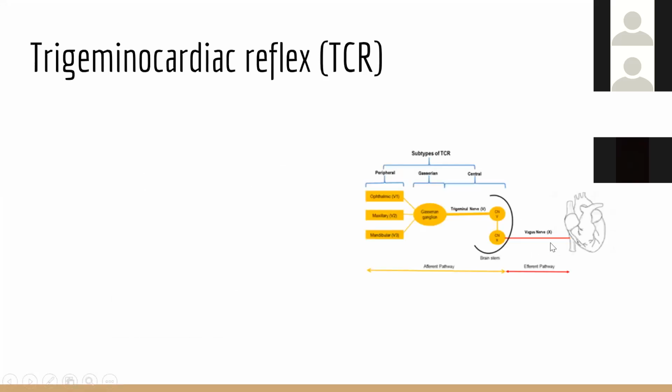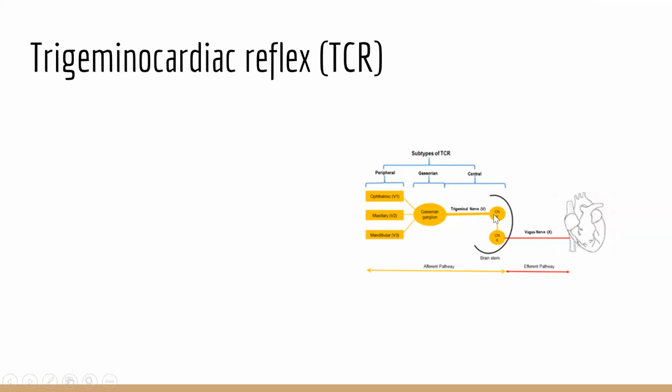This picture is a little bit blurred. The afferent pathway is through the trigeminal nerve, and the efferent is through the vagus nerve. The afferent pathway has three components: peripheral, Gasserian ganglion, and central. Peripheral is the three branches of the trigeminal: ophthalmic, maxillary, mandibular, all ending in the Gasserian ganglion, and then through the central component of the nerve to the fifth nerve nucleus, which is interlinked with the vagus nerve nucleus, and the efferent is through the vagus.